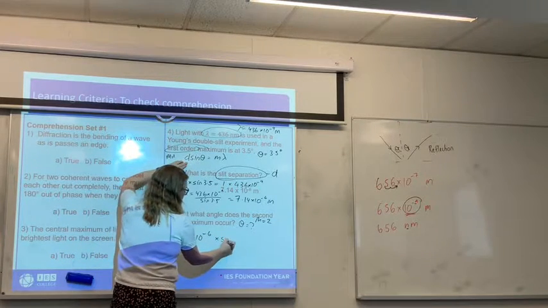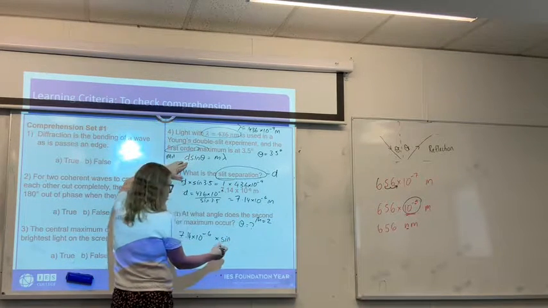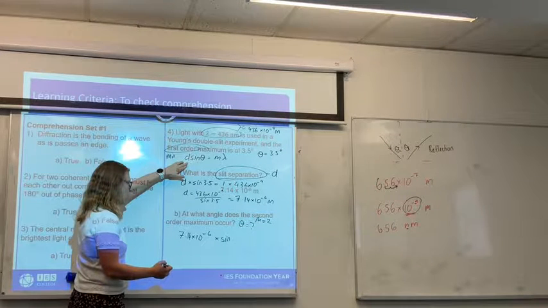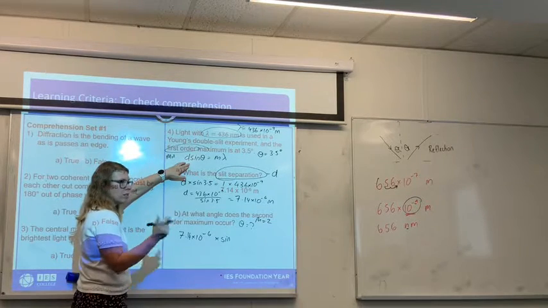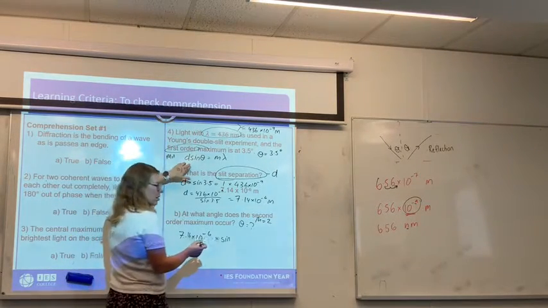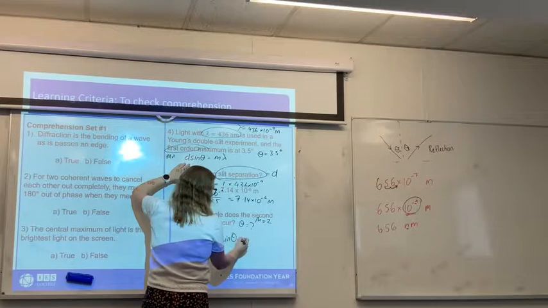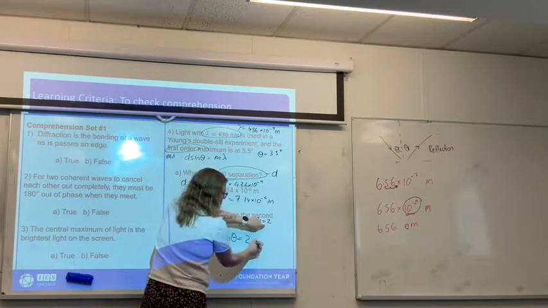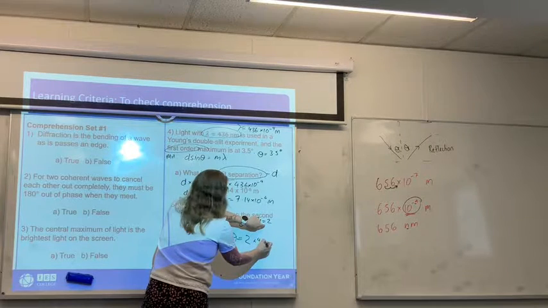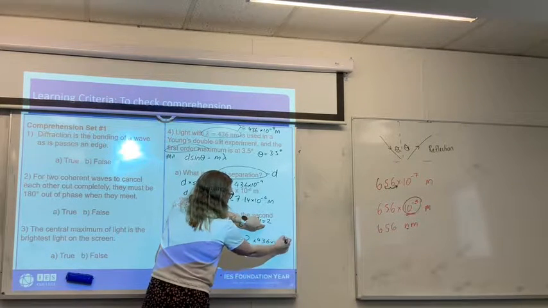Can we use tan though? Can we use the other formula with tan? No, because you don't know the y, so you'll end up having to do this. So sine theta, this is the most efficient way. Because you need to have where you put 2 times 436 times 10 to the negative 9.